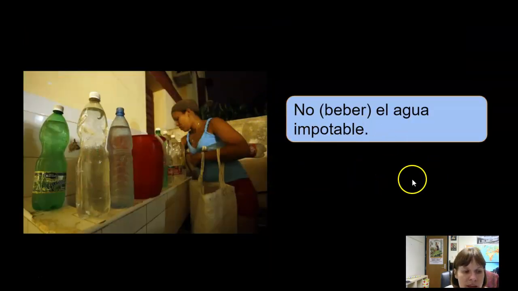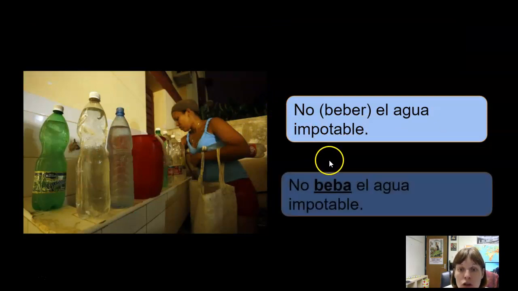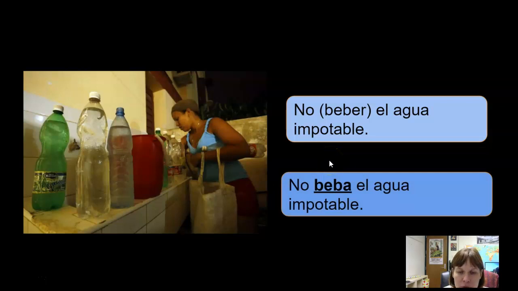Okay, so one of the last ones we're going to do today, no beber el agua impotable. No beba el agua impotable. And so that means do not drink the tap water. You will definitely get sick. You have to drink bottled water in Cuba. They don't have potable water yet. And potable water means clean drinking water.